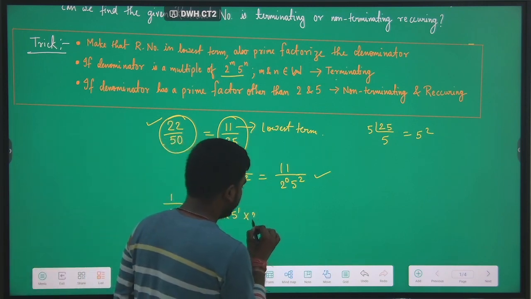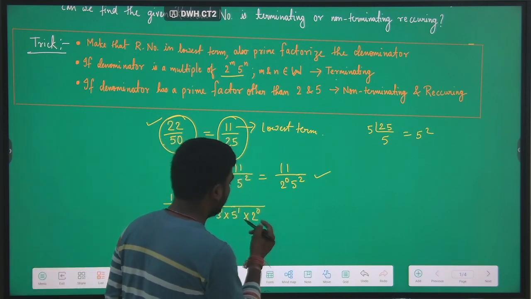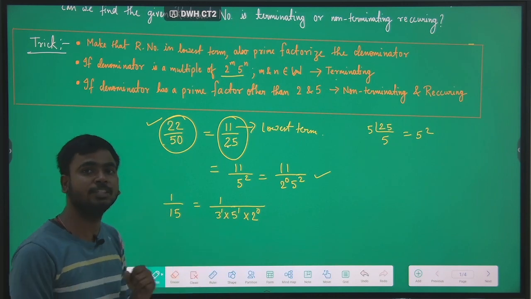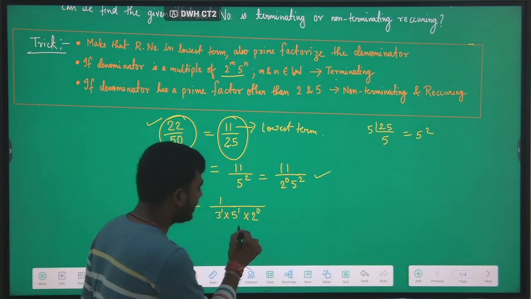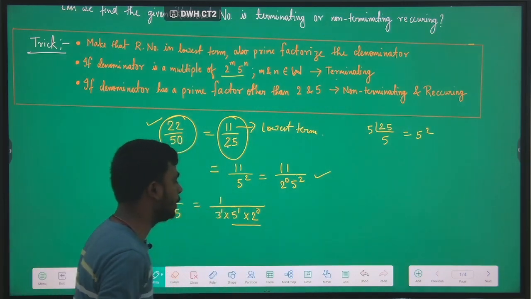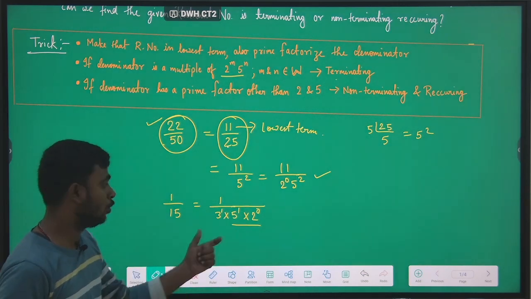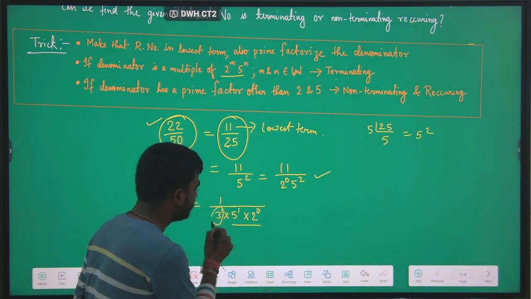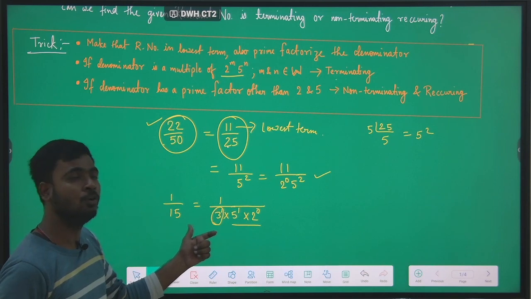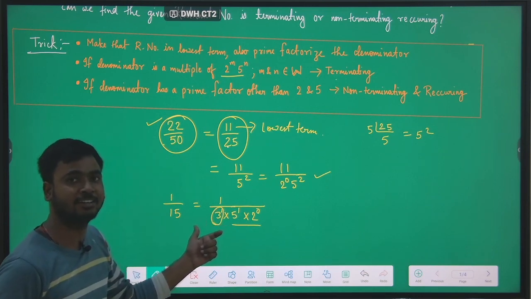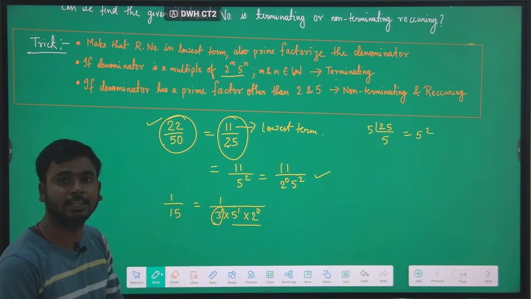Let us suppose that here is 2 to the power 0, because anything to the power 0 is 1. So we are getting 2 to the power m into 5 to the power n in the denominator. But also one more prime factor is there, that is 3.